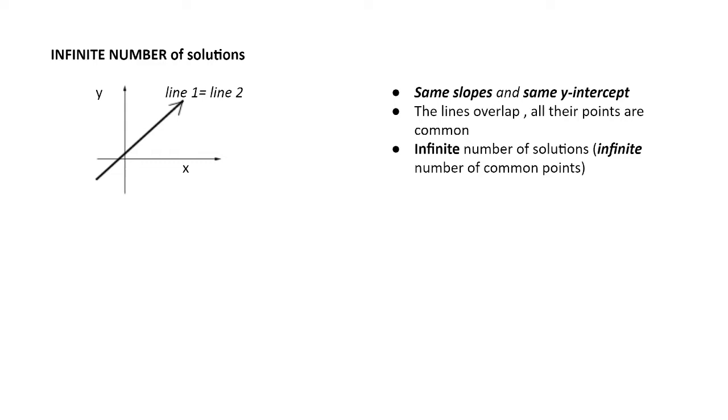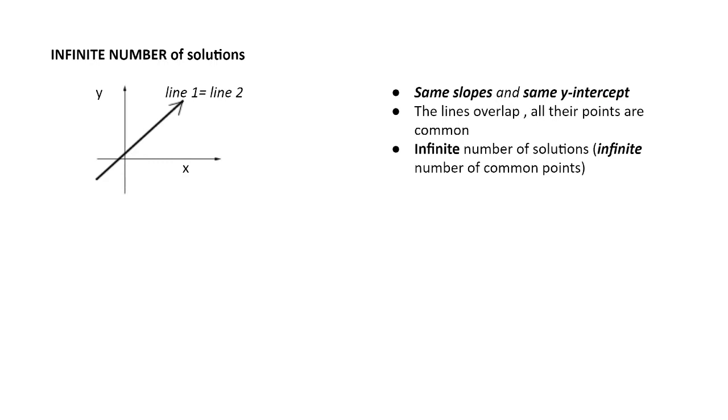The third situation is a system where there is an infinite number of solutions. Now, if you look at the visual that's provided here, it only looks like there is one line plotted on this Cartesian plane, but in fact, there are two lines, and they are telling us here that line 1 is equal to line 2. So that means that the equations are exactly the same. They have the same slope and they have the same y-intercept.